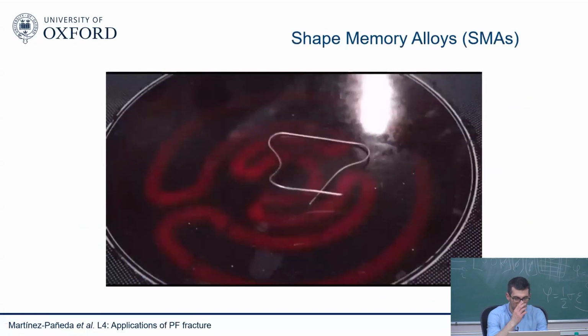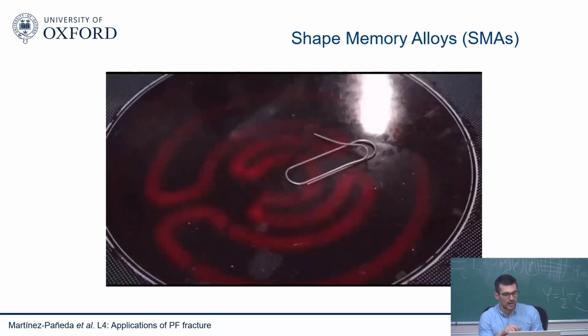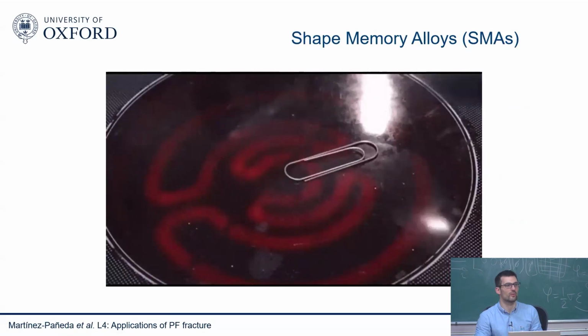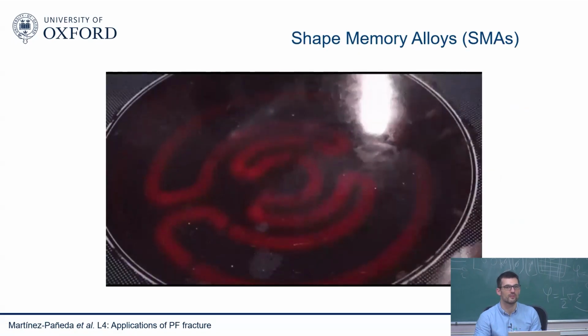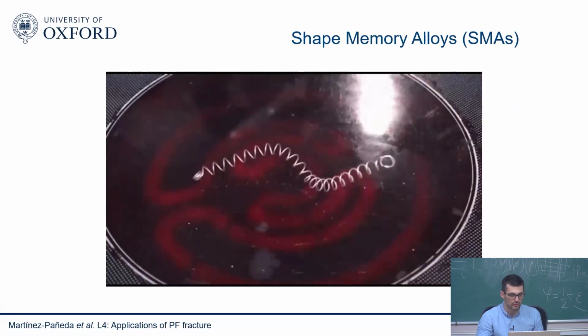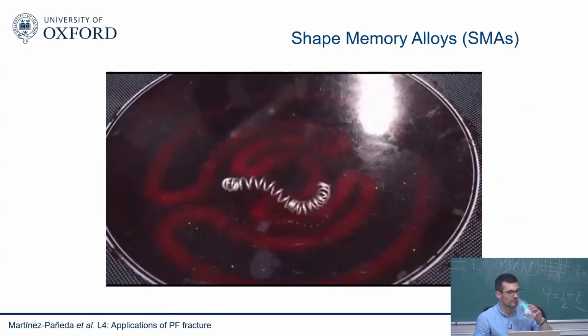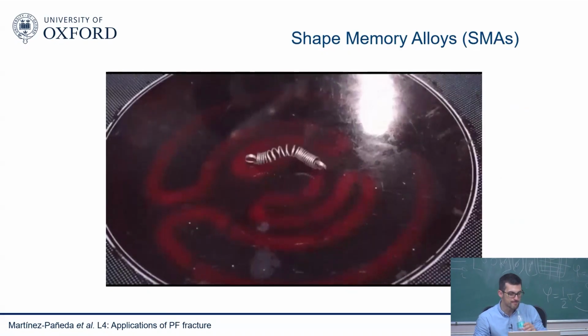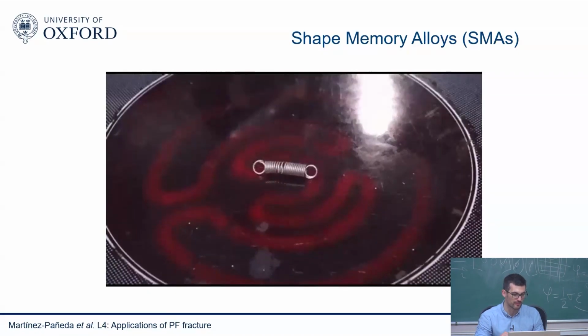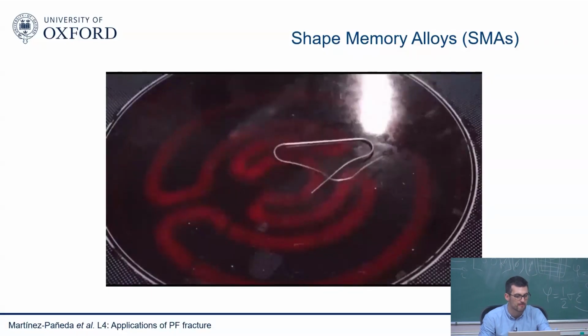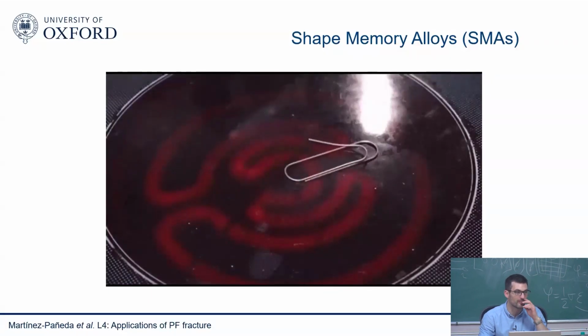So let me start with the smart shape memory materials. I don't know if you're all familiar with this. Have you all heard about what a shape memory material is before? I think so. For those of you who have not, this video is quite a nice illustration. These are materials that undergo phase change and therefore can recover their original shape upon application of temperature or a mechanical load.